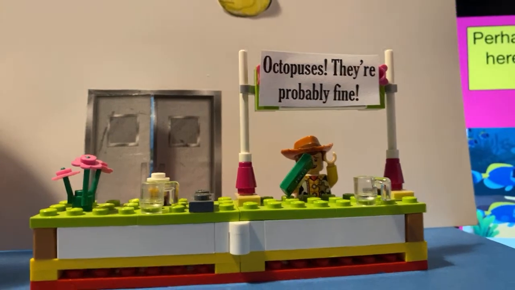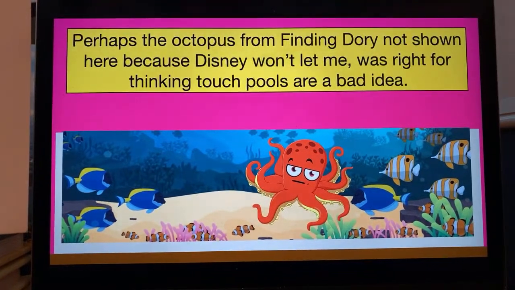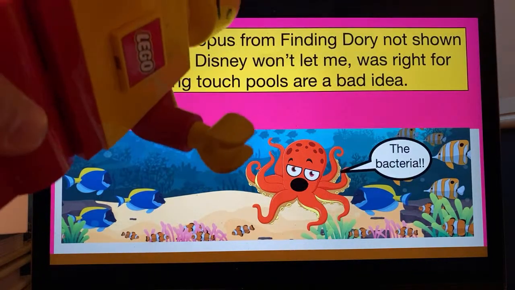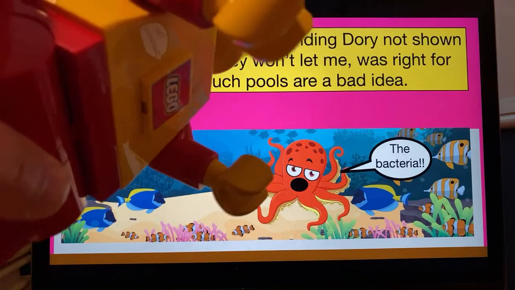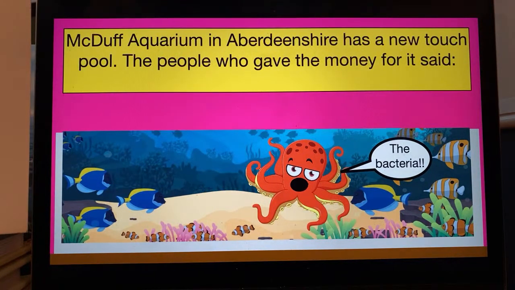Perhaps Hank, the octopus from Finding Dory, who is not shown here because Disney wouldn't let me, this is Hank-ish, was right for thinking the touch pools are a bad idea. Oh no, the bacteria are on the people's skin affecting me. Oh, I'm too sensitive for this. I looked around. I can't even see if my local centre does let you touch stuff.